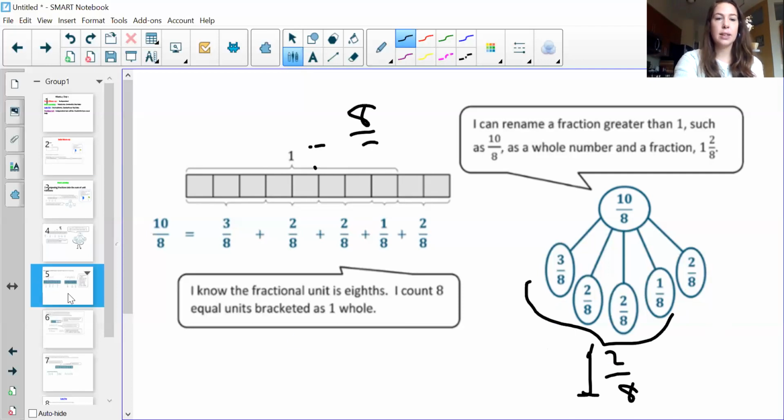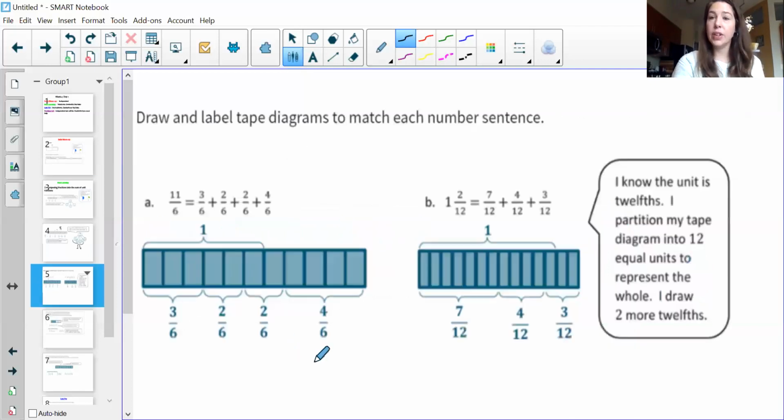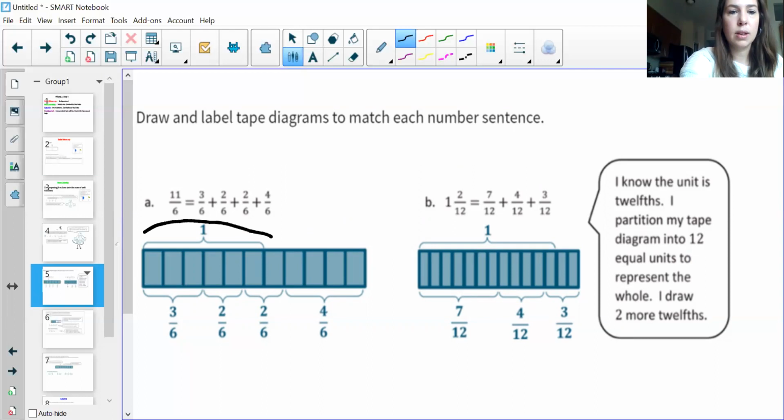Okay, this next example is very similar, but we're doing the reverse. So this time they give us the number sentence, but you have to draw the tape diagram. So it says draw and label tape diagrams to match each number sentence. So starting with A, we have 11/6. So we know that 1 whole is equal to 6/6. So this amount here that they show as 1 whole, that's 6/6. Now we're going to have another 5/6 to get to 11/6.